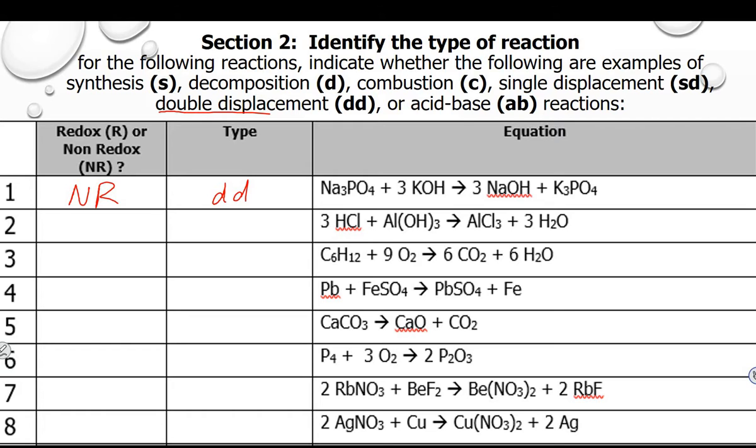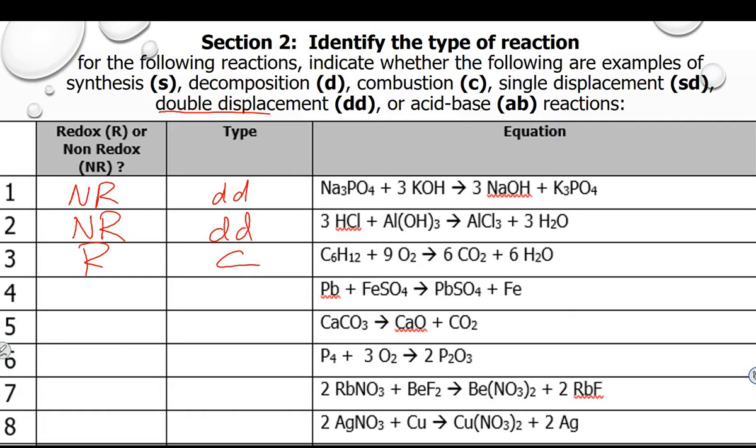What do you think? Compound, compound, yields, compound, compound. Double displacement. And it is non-redox. That's the only one that's non-redox for sure, that I don't have to double check. Okay? All right, so this one, we've got a carbon, or hydrocarbon, plus oxygen, yields CO2 and water. What type of reaction was that? Combustion, yes. It's a combustion reaction. Is it a redox or non-redox?